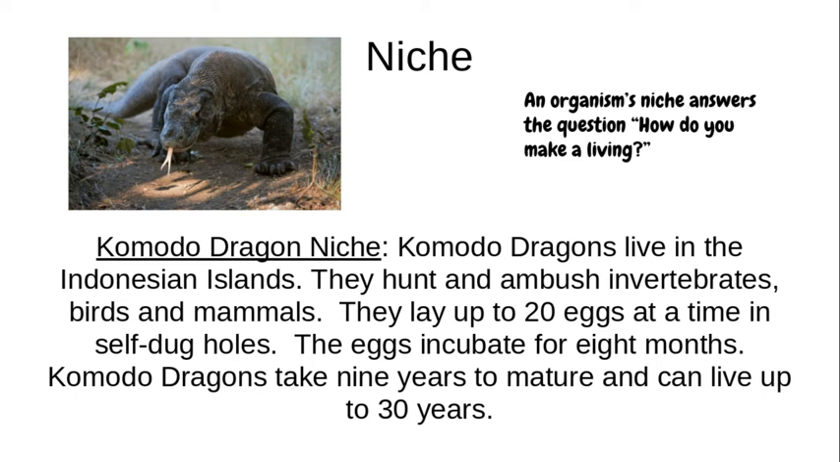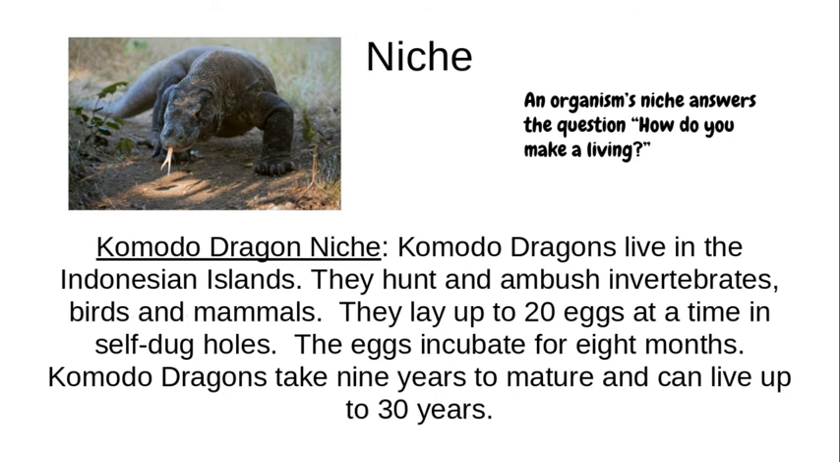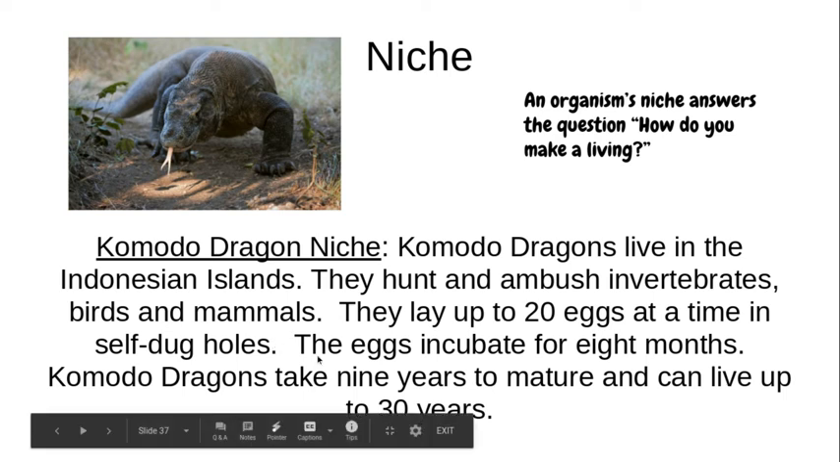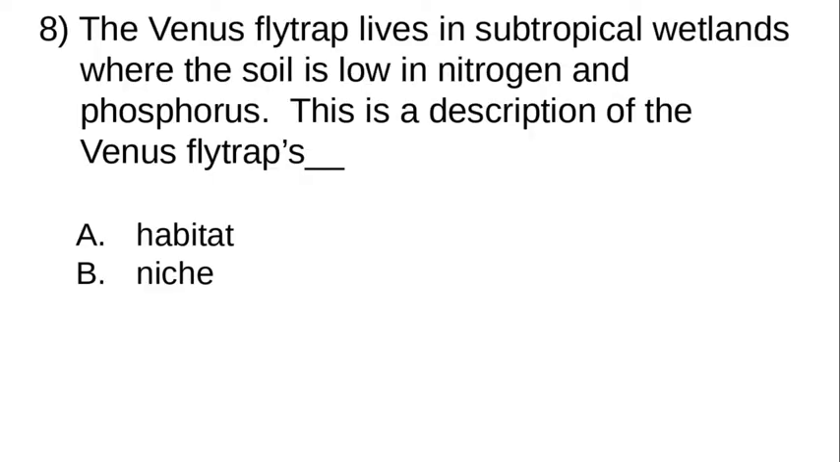So for example, Komodo dragon's niche. Komodo dragons live in the Indonesian islands. They hunt and ambush invertebrates, meaning animals without a backbone. They also hunt and ambush birds, and they hunt and ambush mammals. They lay up to 20 eggs at a time in self-dug holes. The eggs have to incubate for 8 months, and Komodo dragons take 9 years to mature, and they can live 30 years. So that basically explains its niche.